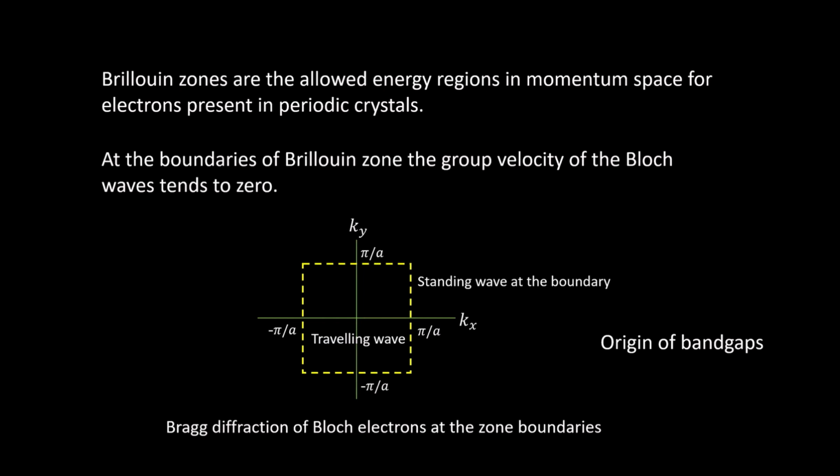This is commonly called Bragg diffraction of Bloch electrons at the zone boundaries, and it depends on the crystal structure under investigation. The magnitude of the band gap and the shape of the energy bands are ultimately determined by the nature of the periodic potentials involved. We will have a detailed discussion of these things in a later class.